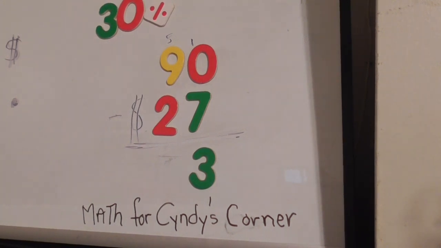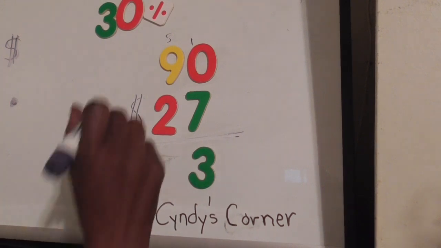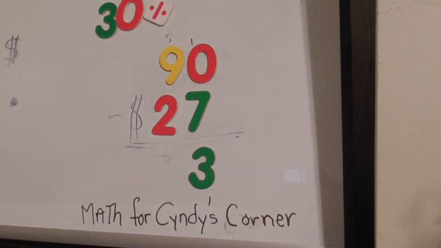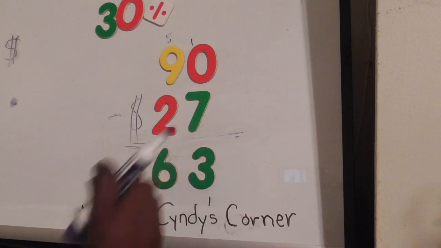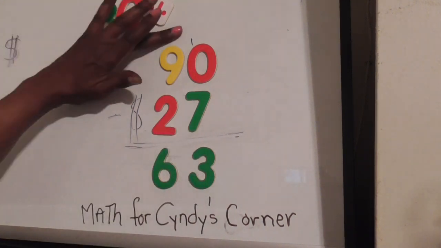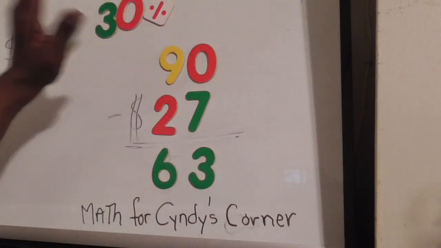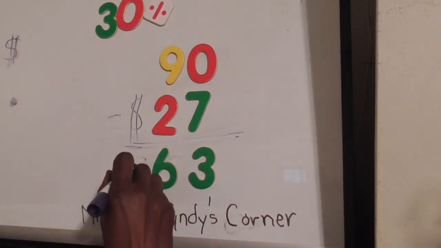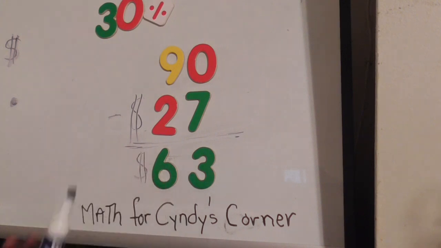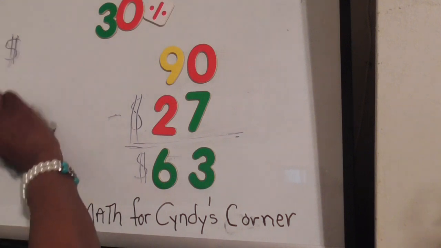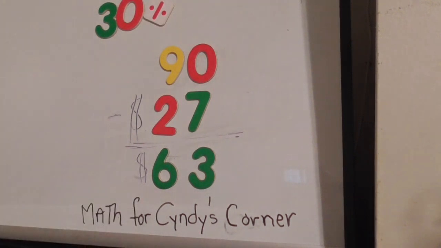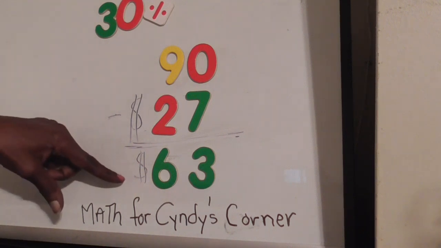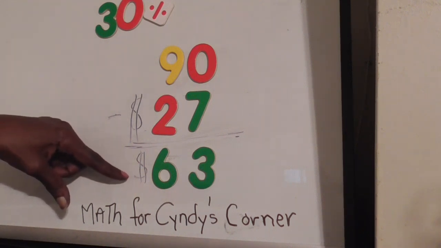10 minus 7 is 3. 8 minus 2 is 6. Voila. Oh, if I take $27 from 90, I'm going to end up paying $63 for a $90 dress. Sounds like a good deal. 30% of 90 is $27. What you're going to end up paying is $63.